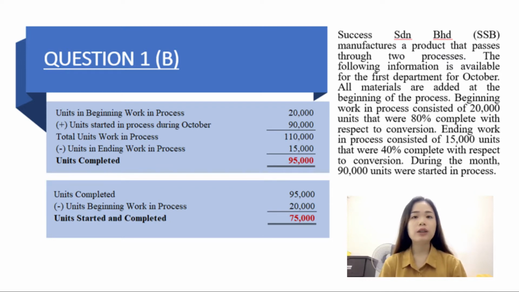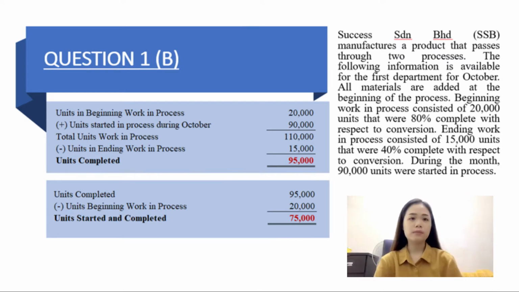The information already given by the question is beginning work in process, which is 20,000 units, ending work in process, which is 15,000 units, and units started in process during October, which is 90,000 units. Before we prepare a physical flow schedule, we need to find total units completed and total units started and completed.